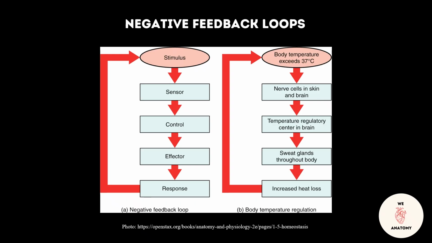Let's review negative feedback of temperature in the body, like we did in the house. First, an increase in body temperature is detected by the nerve cells in the skin and brain. These sensors send that information to the hypothalamus, the control center. The hypothalamus sends a command to the sweat glands, the effectors, to produce sweat. The body loses heat through sweating, and body temperature returns to normal.